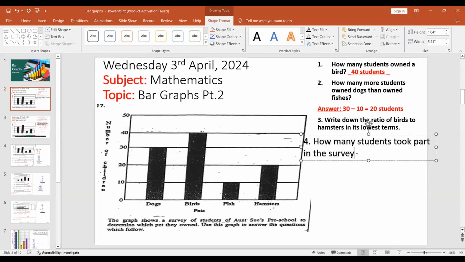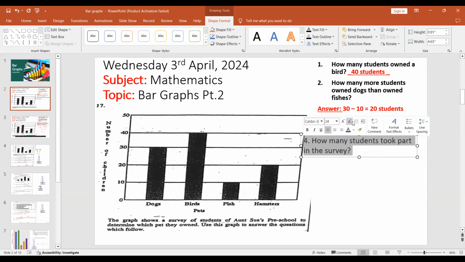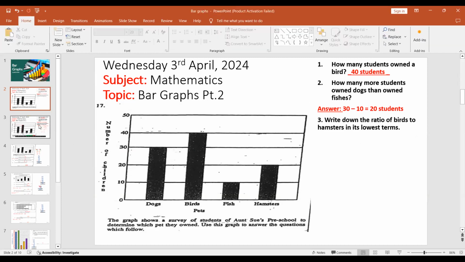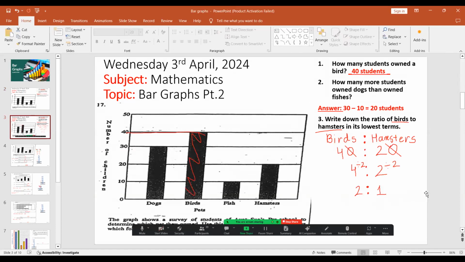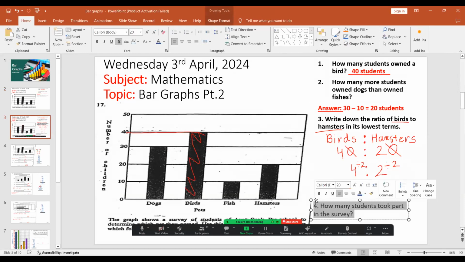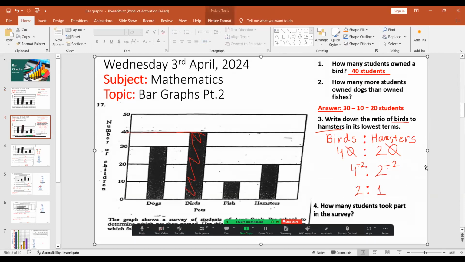Again, how many students took part in the survey? Oh, wow. I am so sorry. Number 3 is missing. Let me go back to number 3. Good. So we need to write number 4 here. So how many students took part in the survey? Do I have any volunteers for number 4?